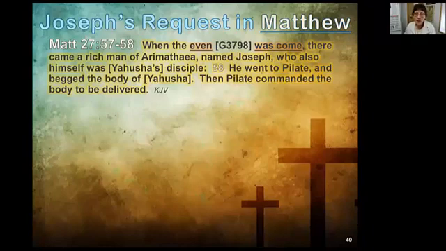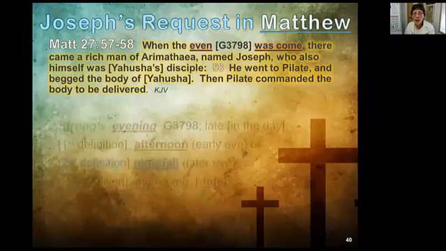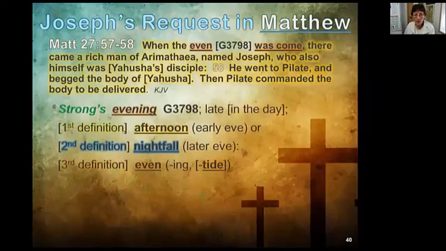This is from the King James. It says, and when the even, this is 3798. Remember, the first definition was afternoon. When the even was come, there came a rich man of Arimathea named Joseph, who also himself was one of Yahusha's disciples. He went to Pilate and he begged the body of Yahusha. And then Pilate commanded the body to be delivered.